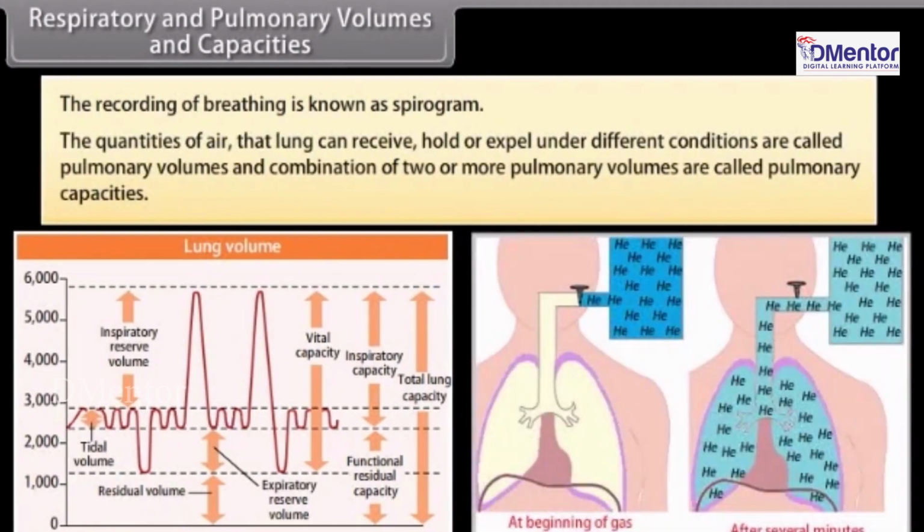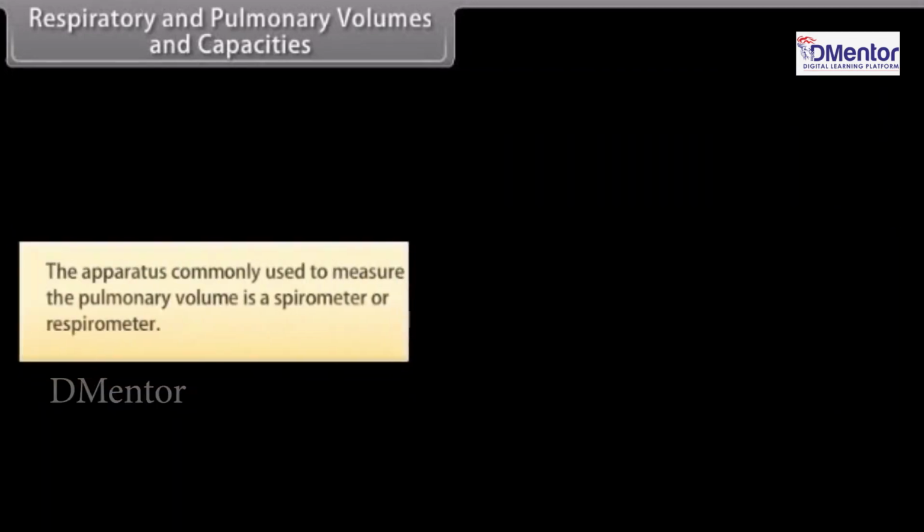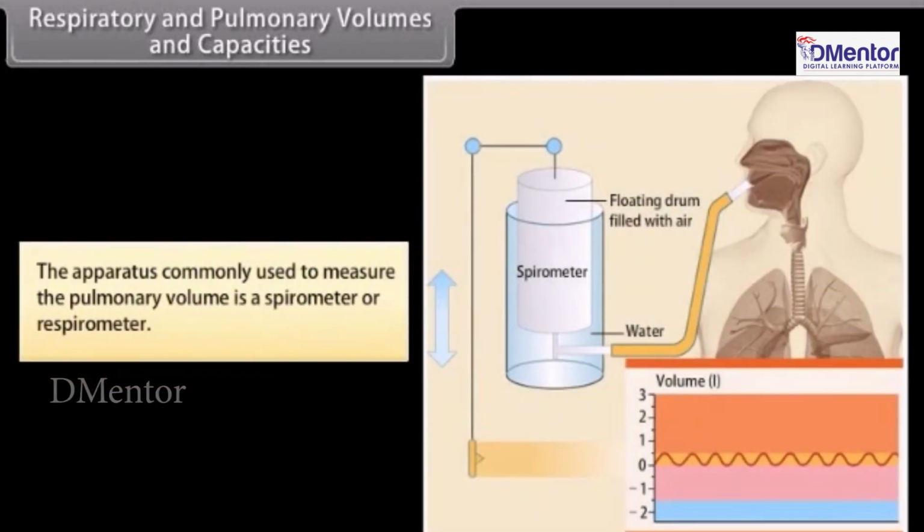The quantities of air that lungs can receive, hold, and expel under different conditions are called pulmonary volumes, and combinations of 2 or more pulmonary volumes are called pulmonary capacities. The apparatus commonly used to measure the pulmonary volume is a spirometer or respirometer.